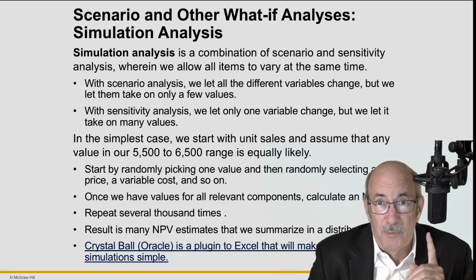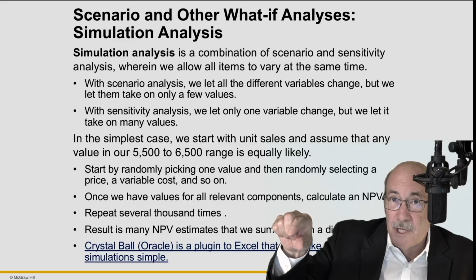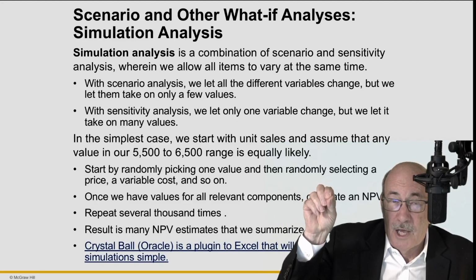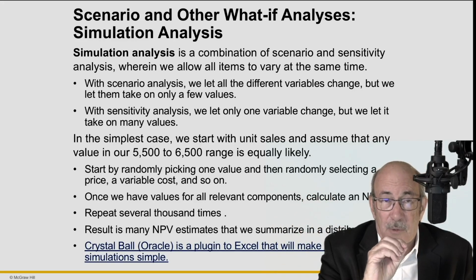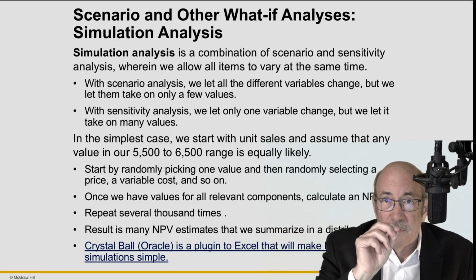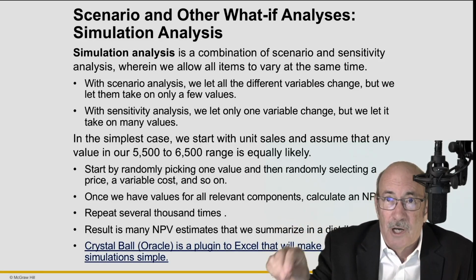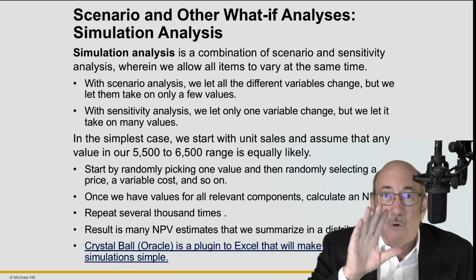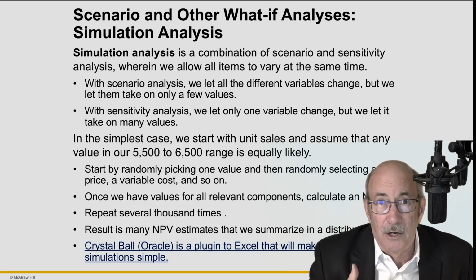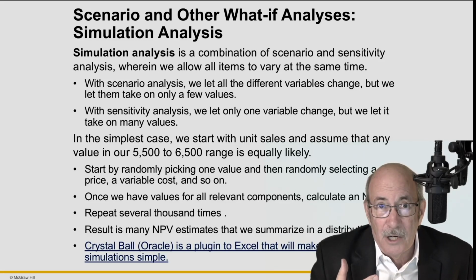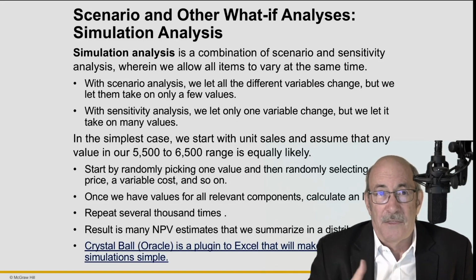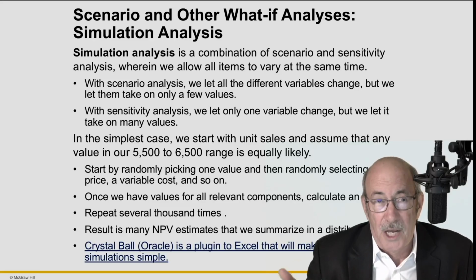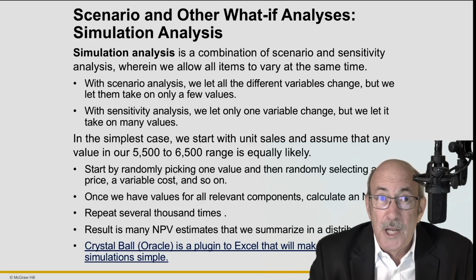So the first time that we run it, we're going to draw the number of units sold randomly out of our distribution. That's the number we plug in. Then we get the price per unit, plug that number in. We draw the variable cost per unit, plug that in. And then finally, we draw the fixed cost and plug that in. Run the calculation, calculate our NPV, calculate our IRR, and then we do that 9,999 more times. So you get a pretty good estimate of where things are going to be.